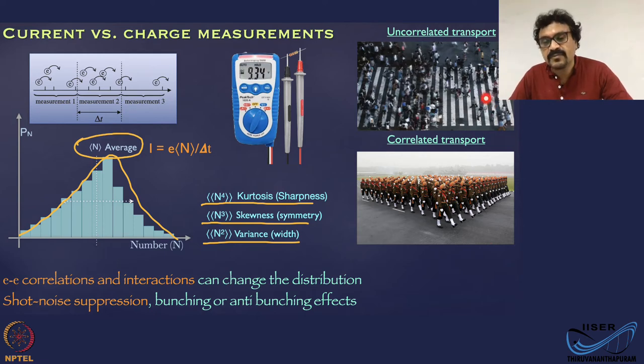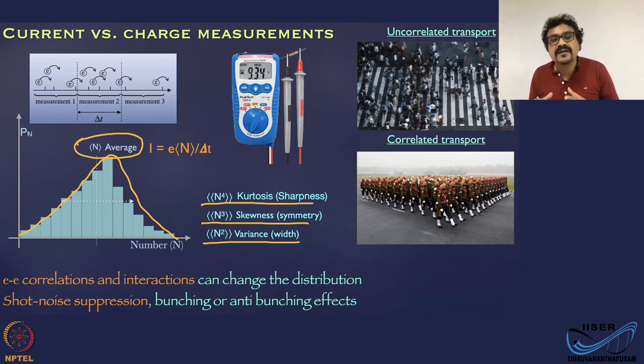For example, a simple uncorrelated transport is similar to people moving on a street. There is nothing interesting. But a completely correlated transport is similar to the march of army men, who are all in sync and in rhythm, which has far less noise. And this kind of transport will have a lot of interest, especially in systems where you have electron-electron correlation, which are driven by various quantum mechanical interactions.